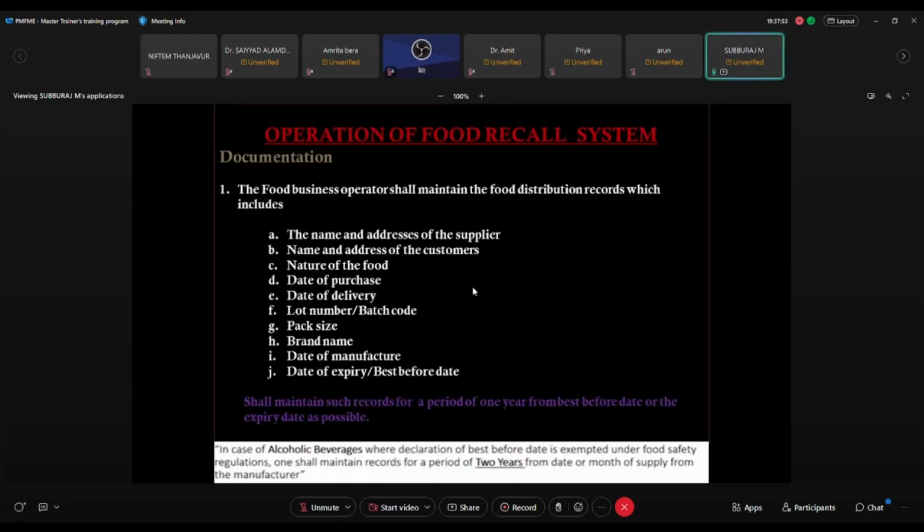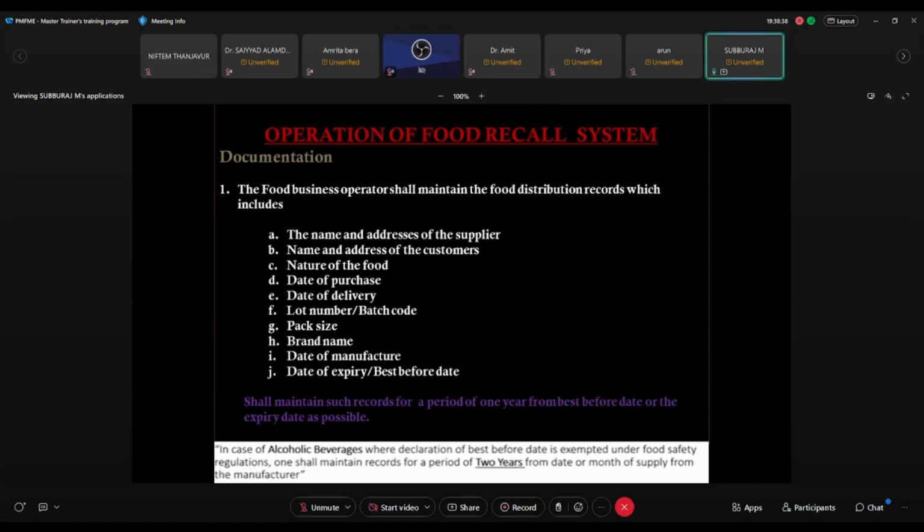These are the documents you have to keep for the recall system. That means who is the supplier of the raw material, the name and address of the supplier, the nature of the food, date of purchase, delivery date, lot number, batch number, bag size, brand name, date of manufacture, and expiry date or best before date. FSSAI license number is also very important. For recall, you have to keep these documents for 1 year. In the case of alcoholic beverages, because the expiry date is not mentioned, you have to keep all the documents for 2 years.